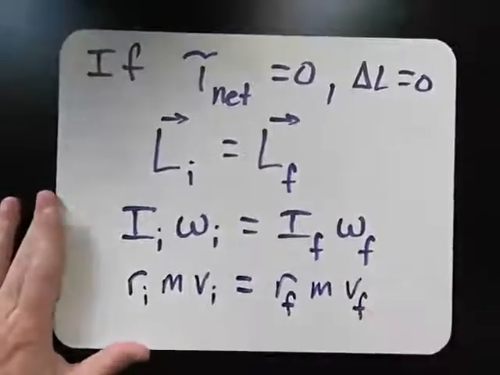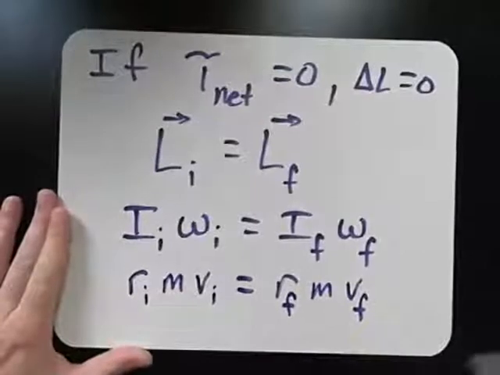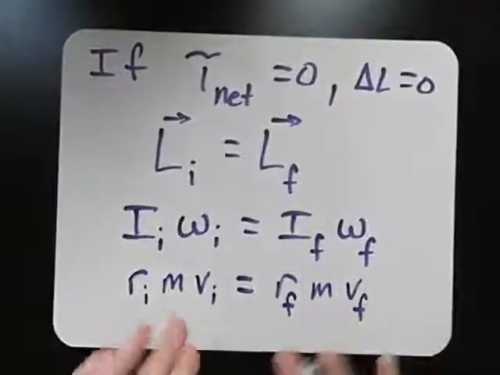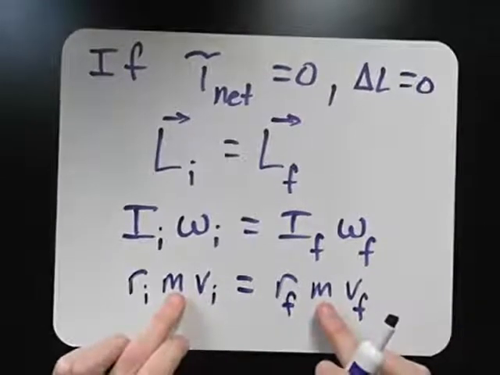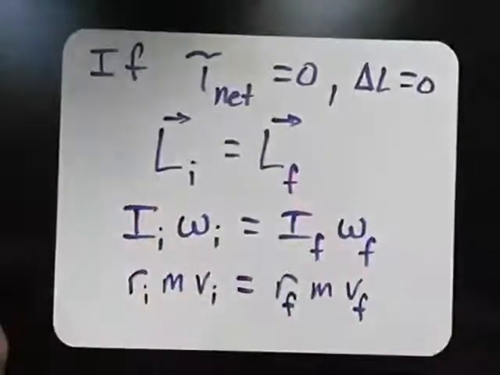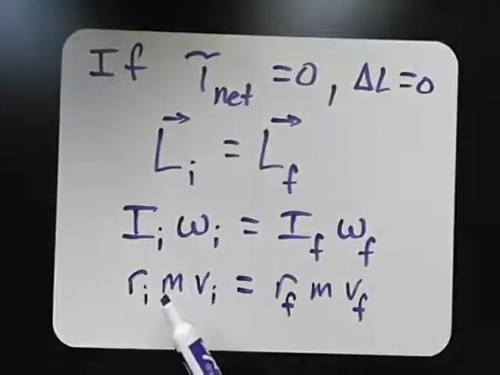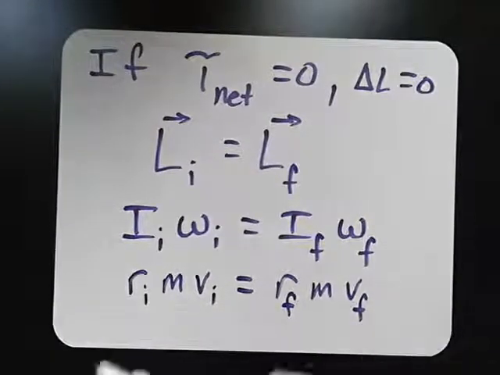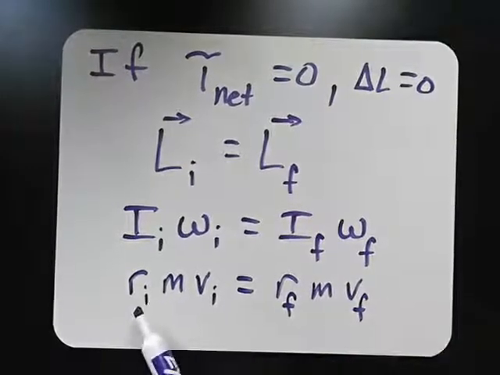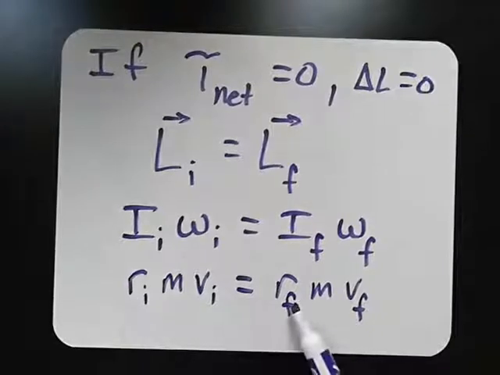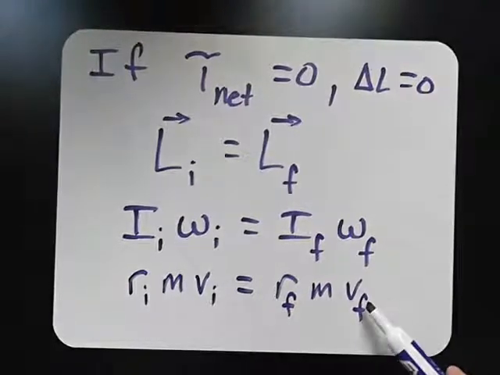I guess the mass could be initial and final, but that would be kind of weird, because if you had a single object and it changed its mass, that should change its angular momentum. So maybe if you had two objects and one object gave some of its mass to the other object, but the total mass doesn't change, then you could have something like this, where maybe the radius gets bigger or smaller, and therefore the velocity gets bigger or smaller.